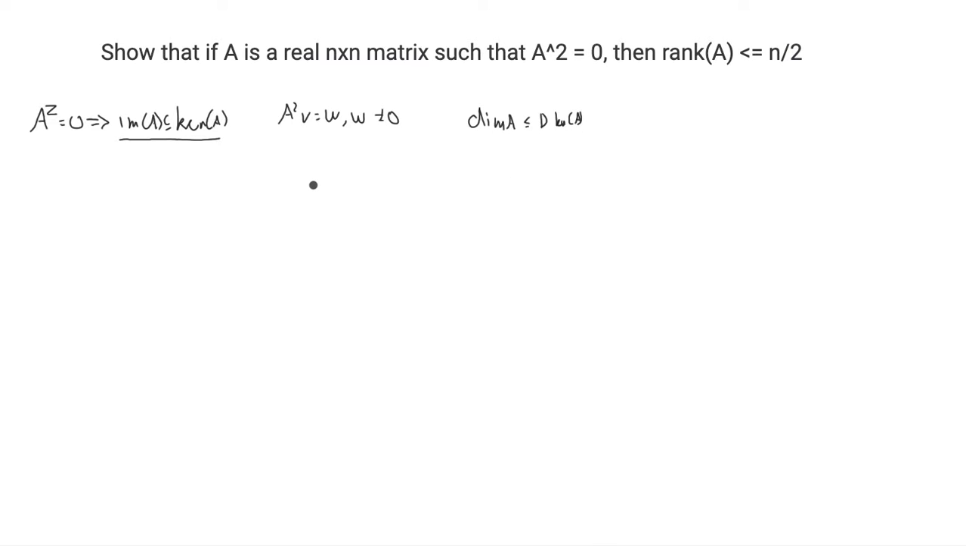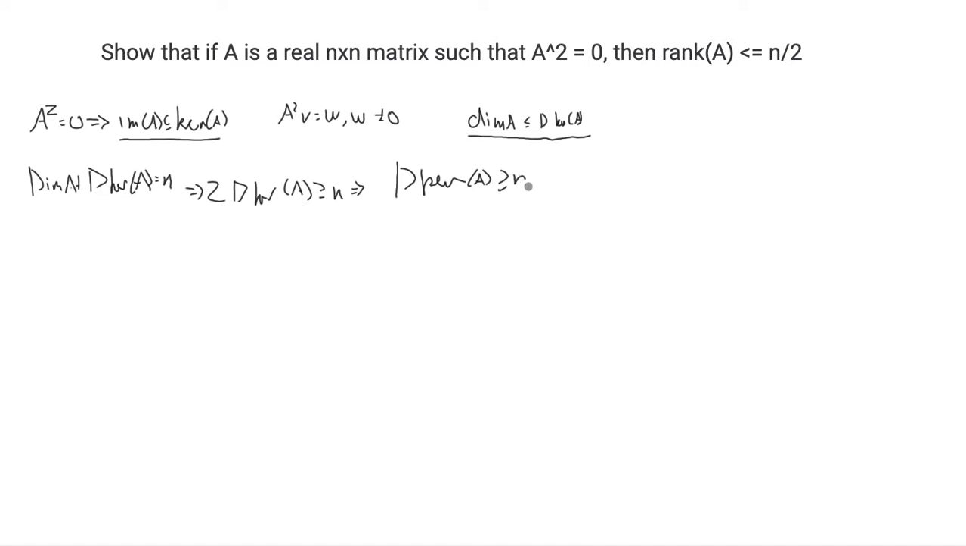And this just follows from the properties of subspaces. Now we'll apply the rank nullity theorem, which says that the dimension of the image of A plus the dimension of the kernel of A is equal to n. How does this help us? Well, since the dimension of the image of A is less than or equal to the dimension of the kernel of A, this implies that twice the dimension of the kernel of A is greater than or equal to n, which implies that the dimension of the kernel of A is going to be greater than or equal to n over 2.